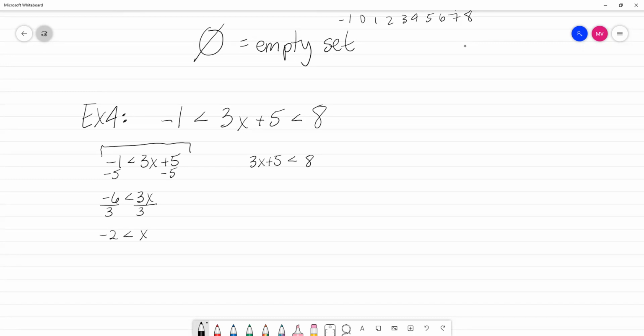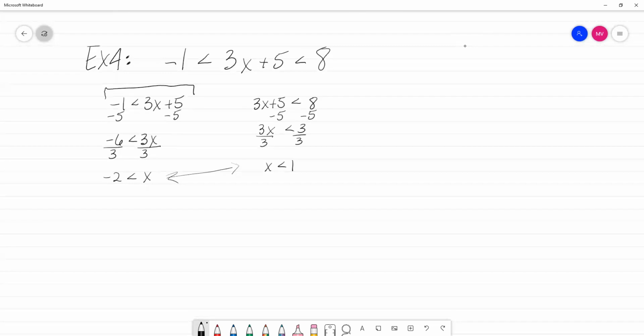And then you do the other side. So you subtract 5 from both sides. 3x is less than 8, sorry, 3x is less than 3. Okay. And then you divide both sides by 3 and you have x is less than 1. So you just combine these. You can combine these. If you put x in the middle, what would go on the left side of x? X is greater than -3.